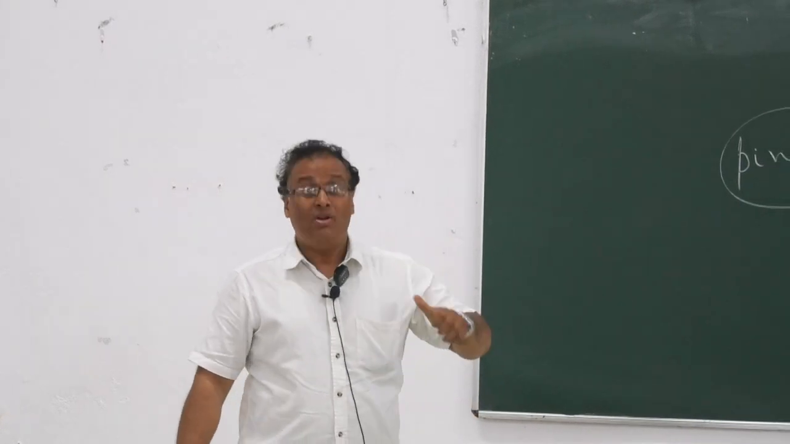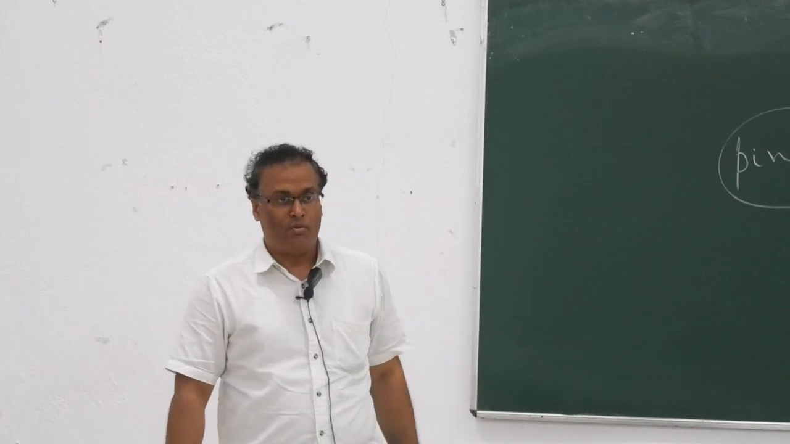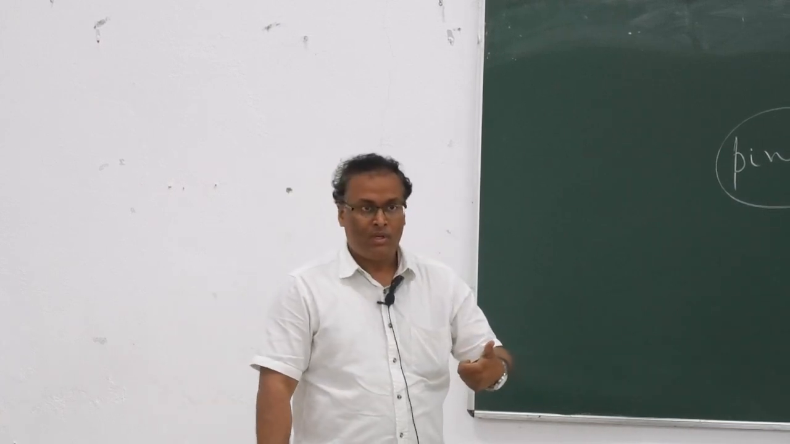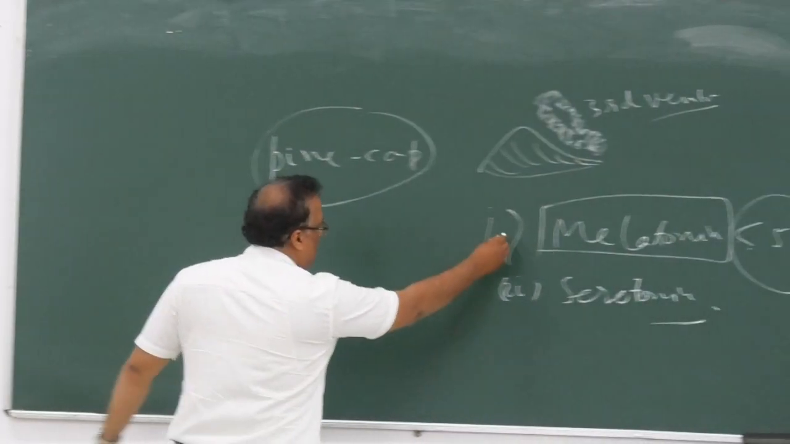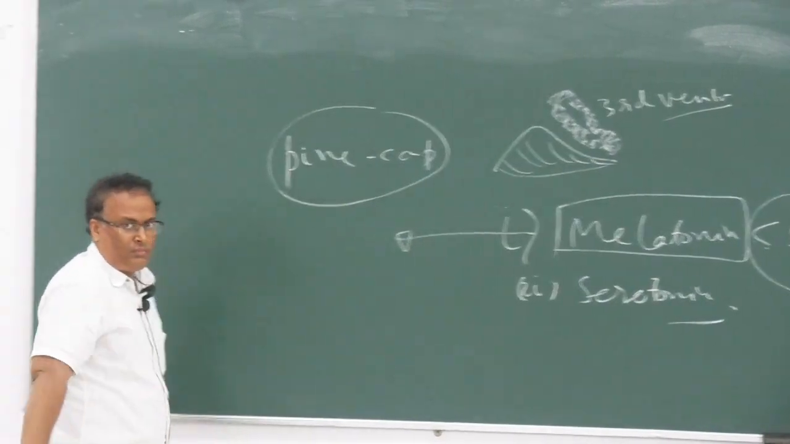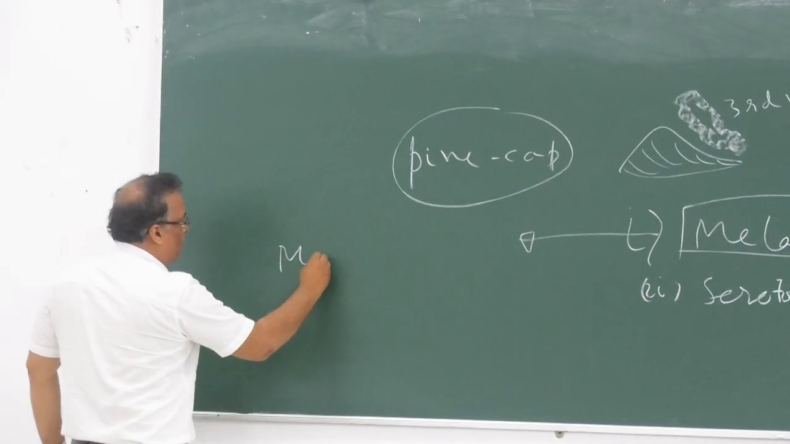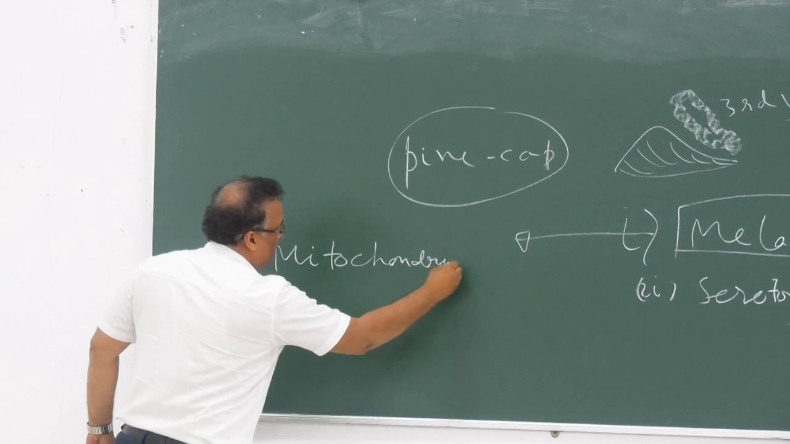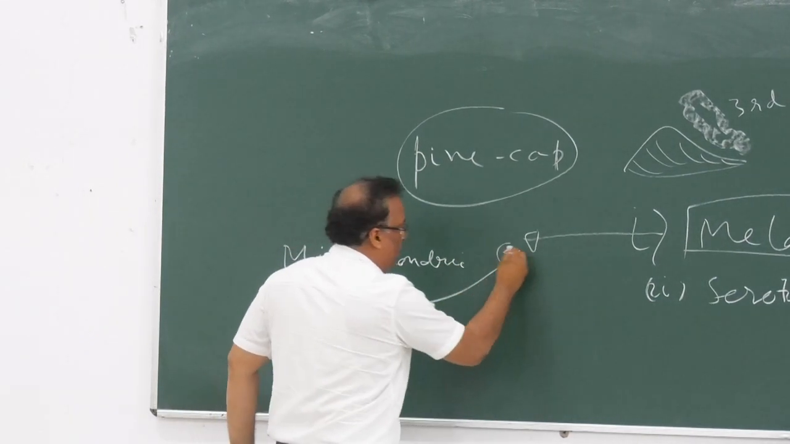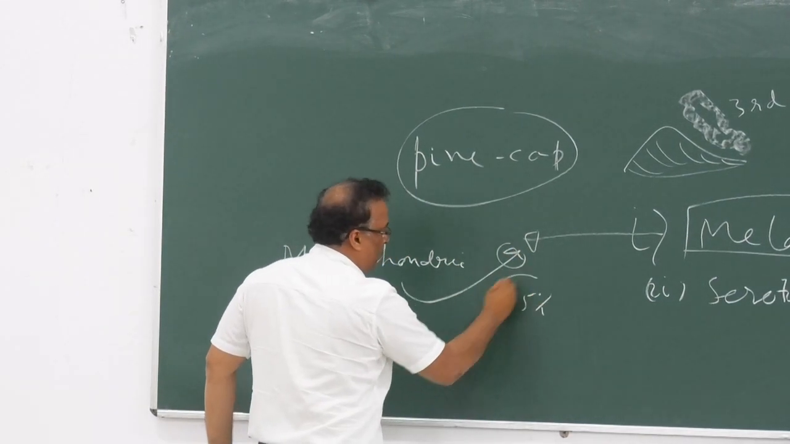So now melatonin is of two types. One is circulatory, present in the blood, released from the pineal gland, and the other comes from the mitochondria of cells. Mitochondria of all cells also release melatonin, the rest of this 95%.